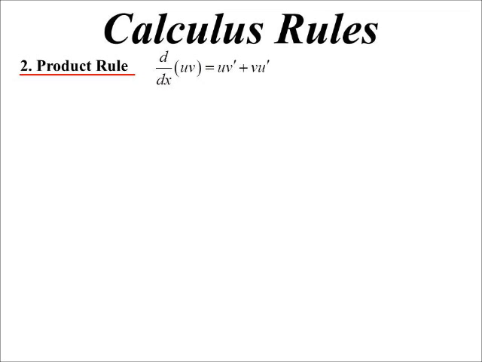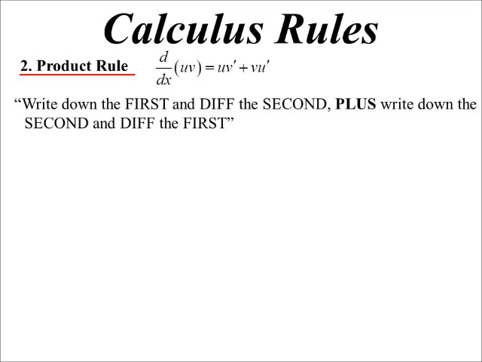Here's how I do it. The formal one is u and v are two functions of x, and there's the formula. But I just remember it this way, because basically I remember what I do. As I'm doing it, I say it in my head and then I just get it done. So: write down the first and diff the second, plus write down the second and diff the first.